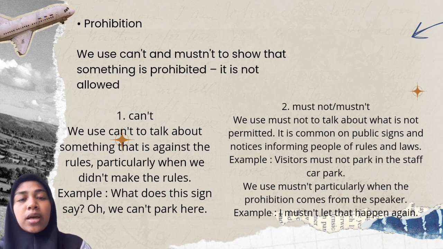And two, must not and mustn't. We use must not to talk about what is not permitted. It's common on public signs and notices to inform people of rules and laws. Example, visitors must not park in the car park. We use mustn't particularly when the prohibition comes from the speaker. Example, I mustn't let that happen again.